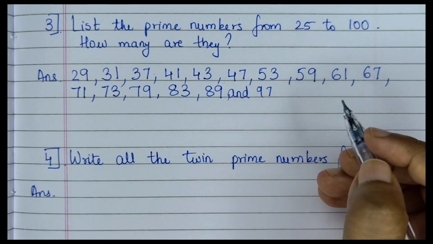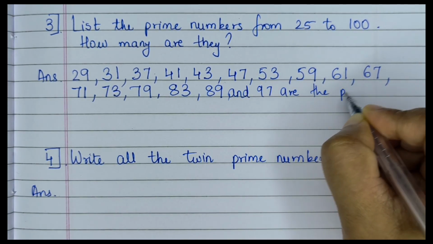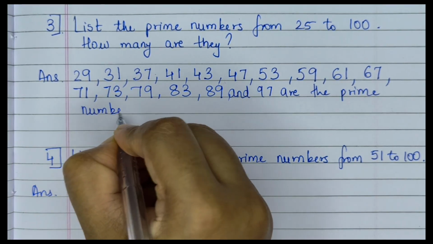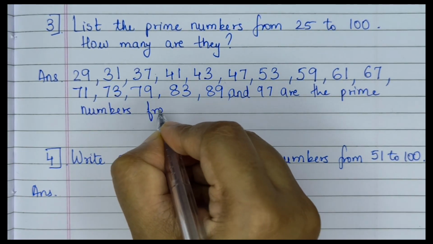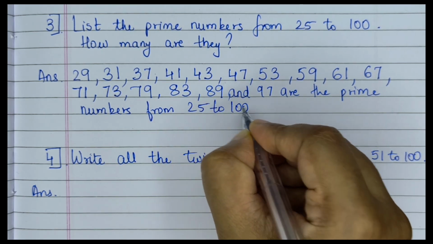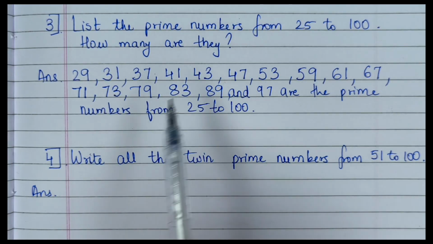Are the prime numbers from 25 to 100. Okay, now after writing that we should count how many are they. So let's count how many are there.